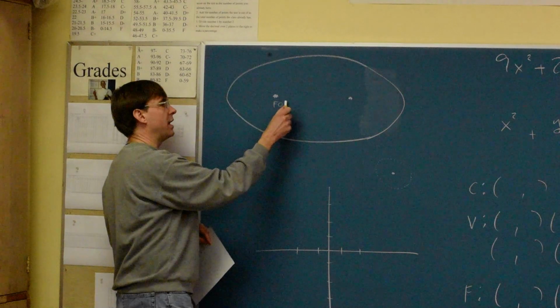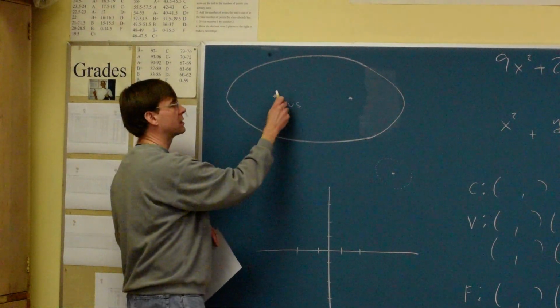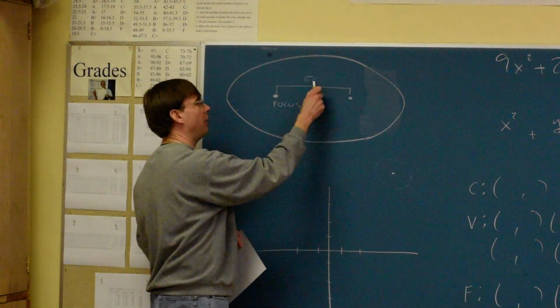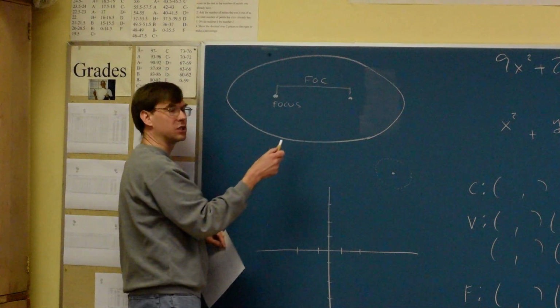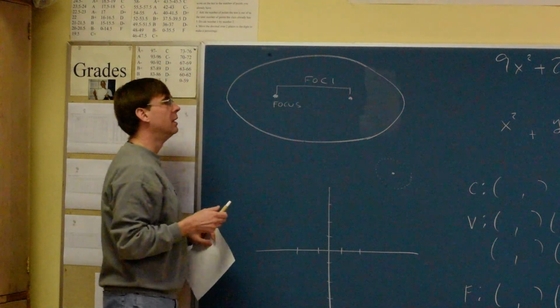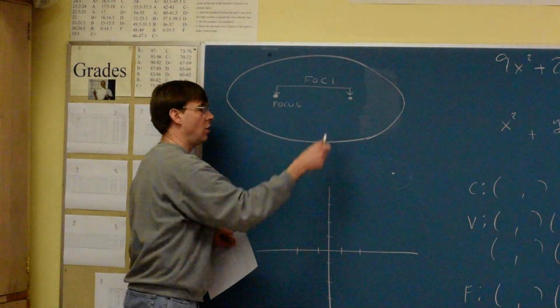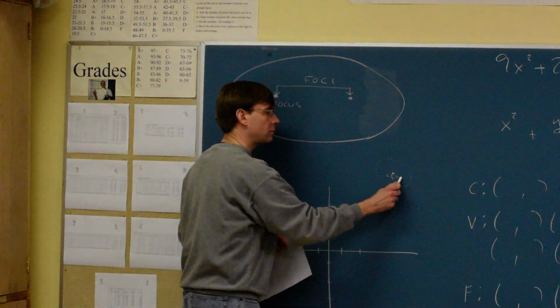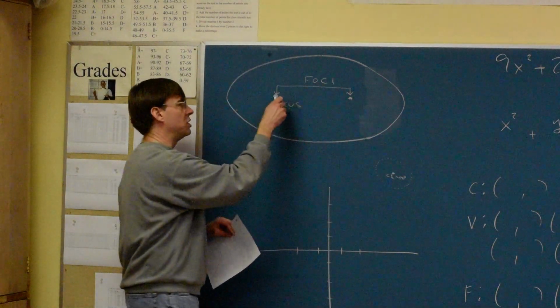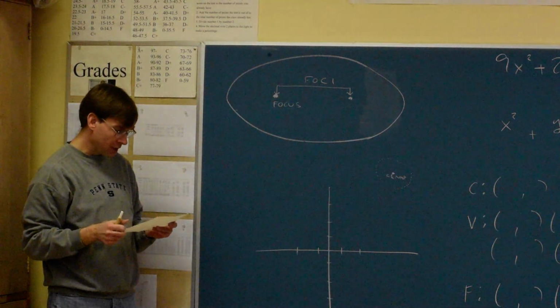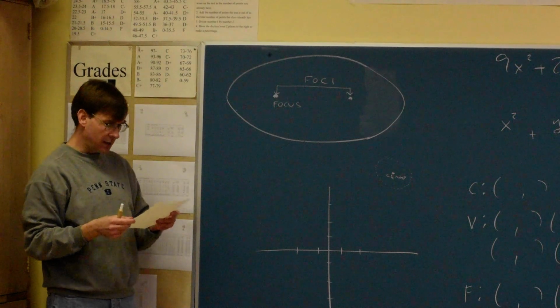These two set points, one of them is called a focus, and if you have two of them, the plural of focus isn't focuses, it's foci. So that's what the names of those two set points are. Circles have a center. These ellipses have these points called foci. So that's on the notes.